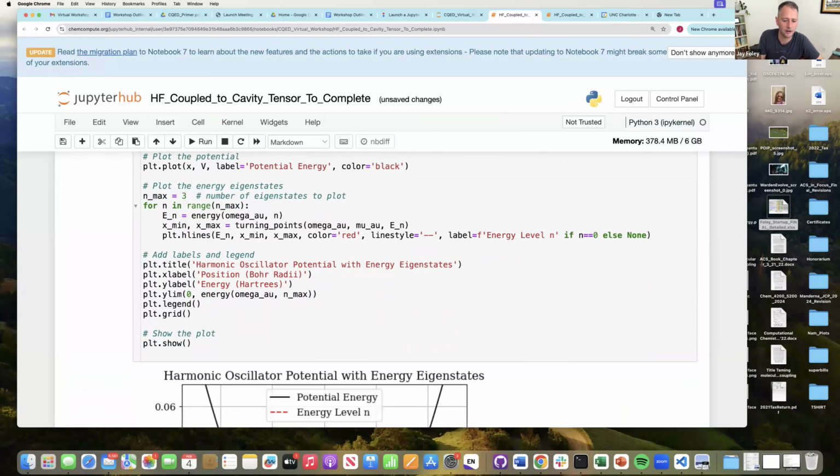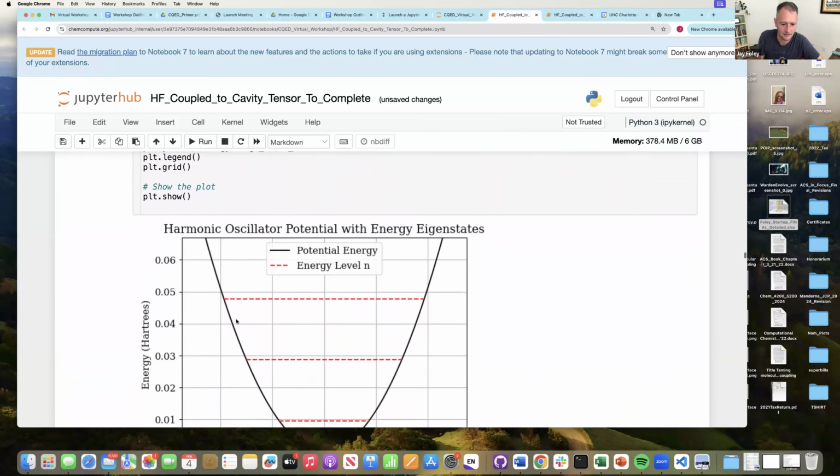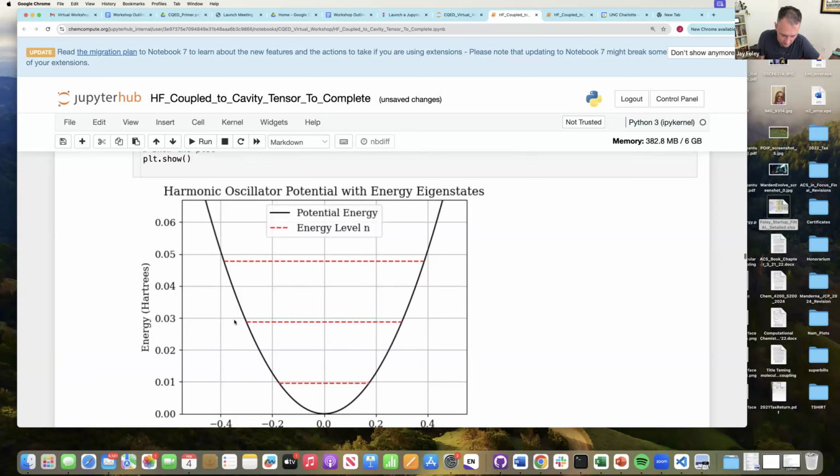And once again, what I'll ask you to do is put up a green check mark if everything's working and you've got a plot like this. And if you don't have a plot like this, if something's not working, put up a red X.